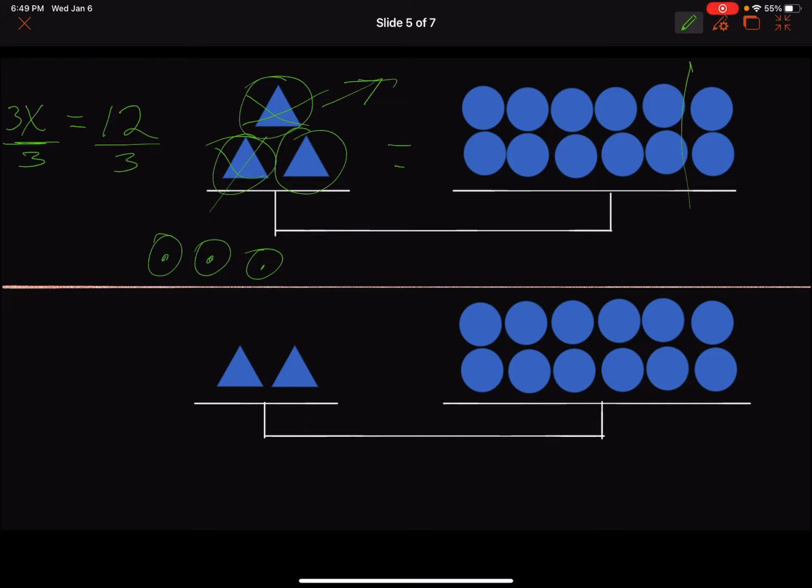All right, now I'm going to divide 12 into 3 equal groups. I'm just going to get rid of this here. So dividing this into 3 equal groups, 1, 2, and 3. So what do I have left? I have 3 groups, but I want to know how many are in each group, so I'm only going to look at one group. How many are in that group? 4 is in that group. So I know that x is equal to 4.